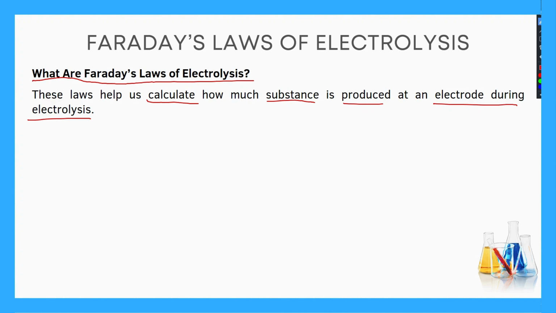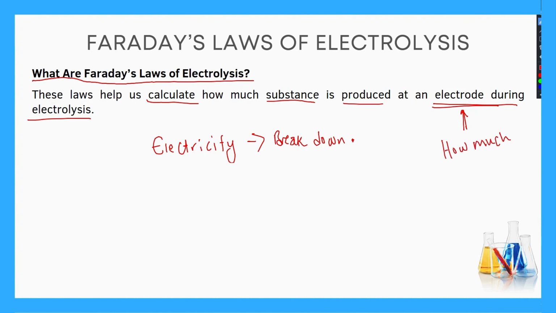Now, let's backtrack a bit. In the introductory part of this series, we talked about what electrolysis meant, and we said it is the process whereby we use electricity to break down a substance. When a substance is broken down, it is liberated at a position called an electrode. So it is through Faraday's laws of electrolysis that we calculate how much of a substance was liberated at an electrode.